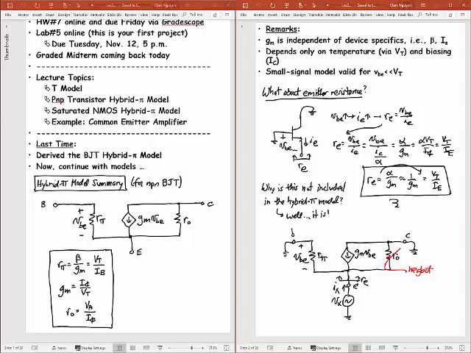Okay? And so the question is, why is that not represented here? Well, it's because if you did the analysis on this hybrid pi model right here, if I went and put a test voltage here and found that test current going up in that direction, that should give me RE when I divide Vx divided by Ix here.